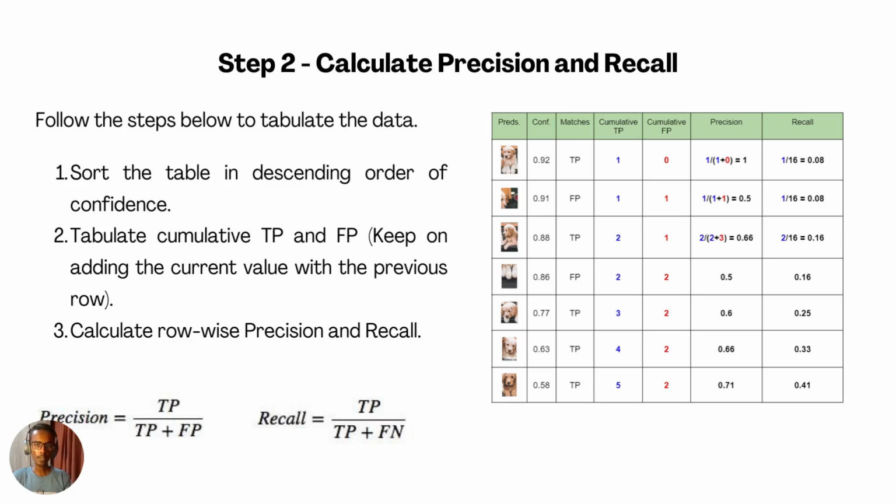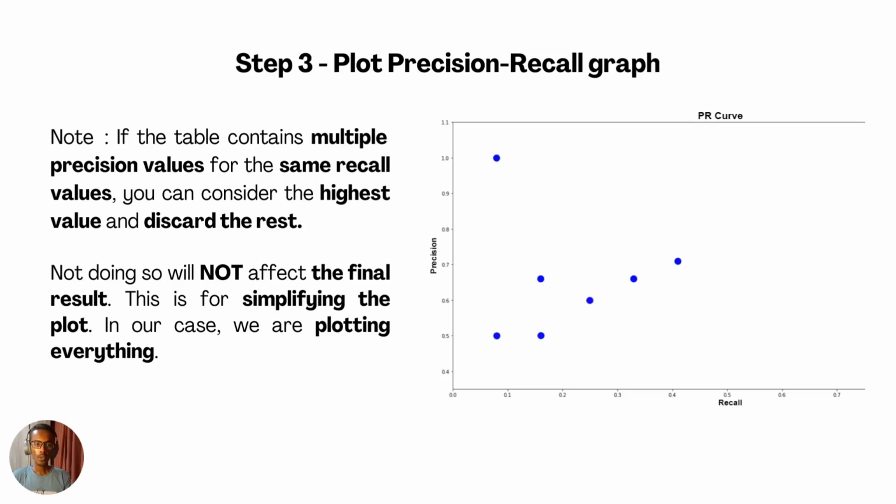So in case you have the same recall value but different precision values, you have to select the one with the highest precision value and remove the second one. So that's what we did in the next step, but not doing so will not affect the final result. This is just for simplifying the plot. So in our case, we're plotting everything.